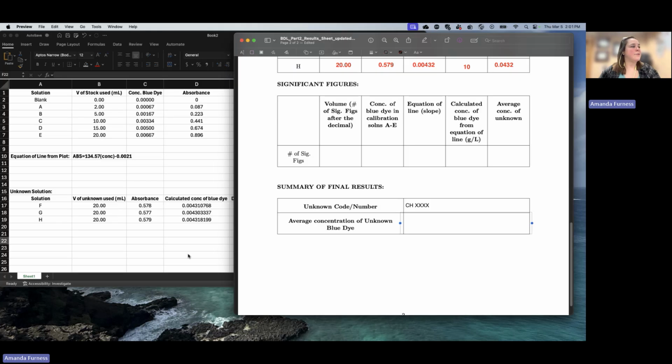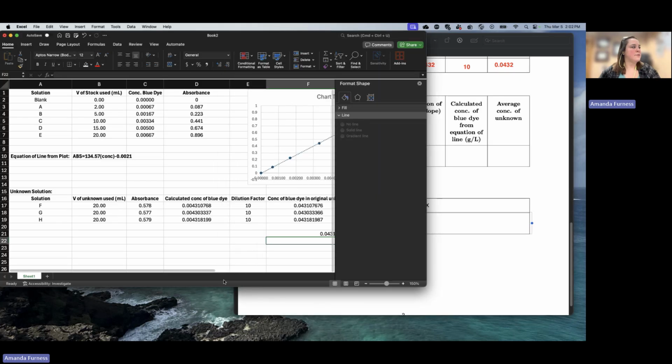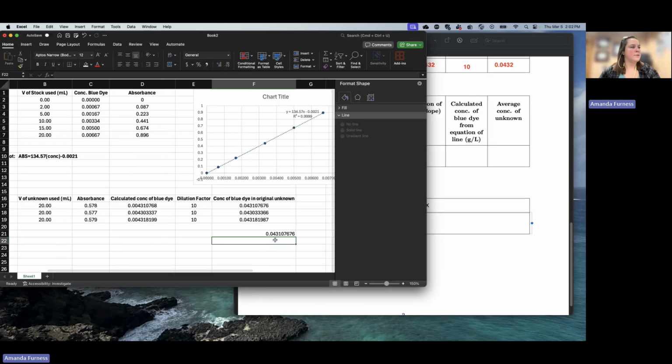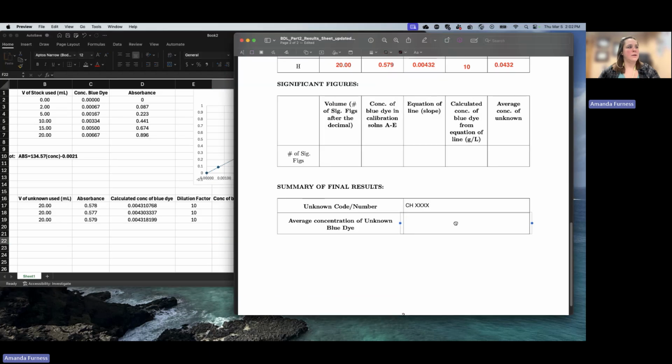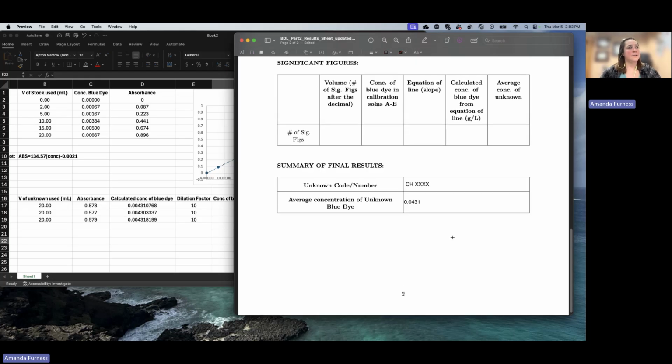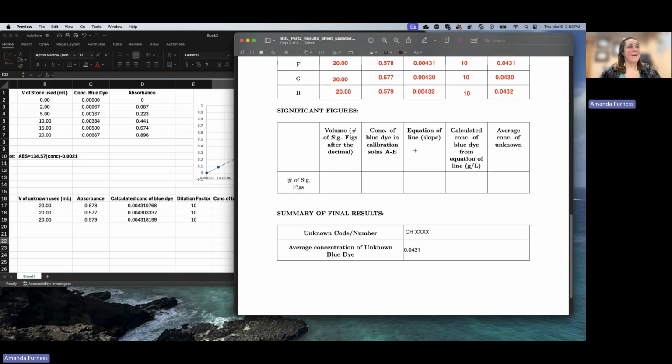And then our average concentration. My average concentration for my blue dye sample was 431, so we'll say 0.0431. Again, reporting to 3 sig figs. And that's it. Like I said, you don't need to include the graph in the actual result sheet, just all of the things that we went over and that we discussed.